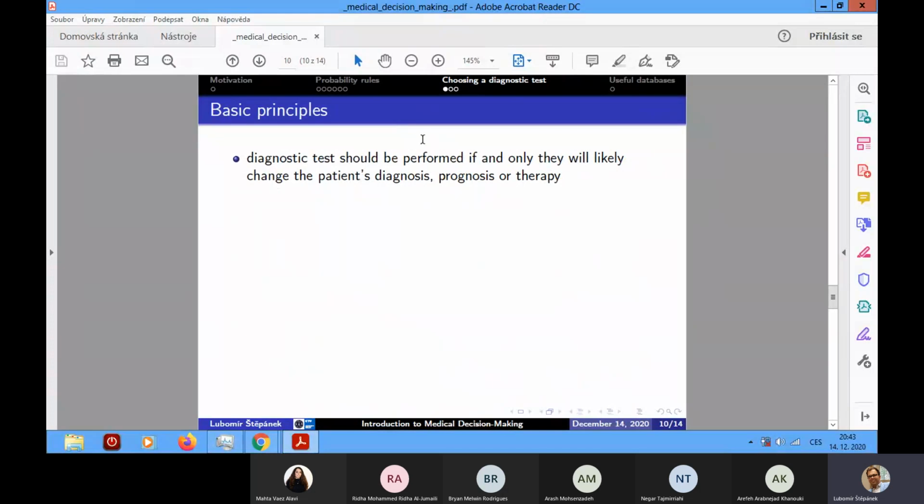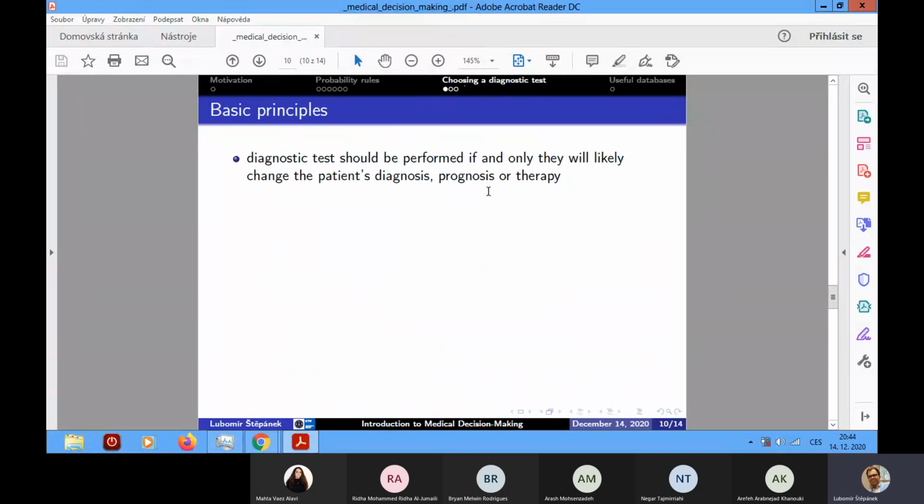Another part, and we are slowly moving towards the end of this lecture, is about choosing an appropriate diagnostic test. So, basic principles. This is a basic principle which is not so much based on statistics or probability. This is something we are definitely going to study in internal medicine or other subject courses. A diagnostic test should be performed if and only if it will likely change the patient's diagnosis or prognosis or therapy.